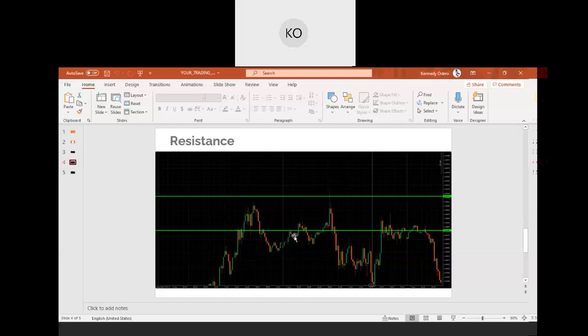So every time the market is around the resistance zones, then it gives you sell opportunities, because you know that most of the time it will come back down and then you take your profits.